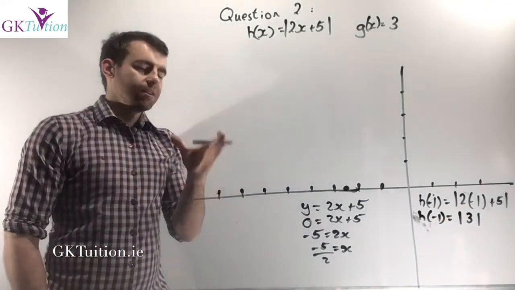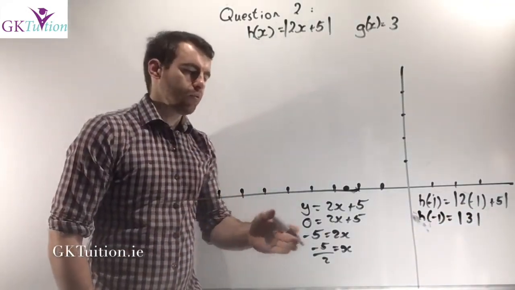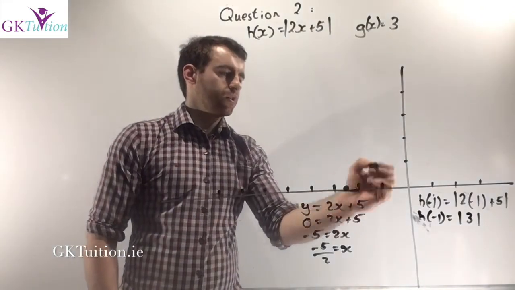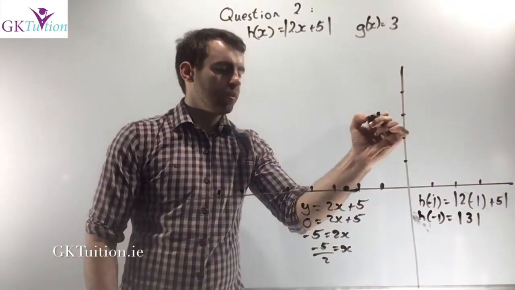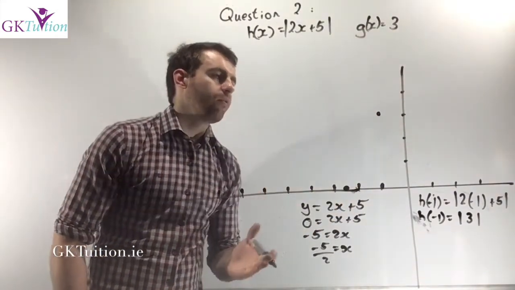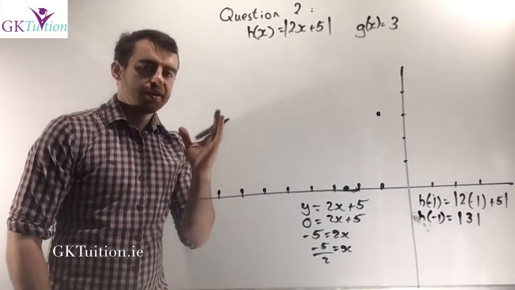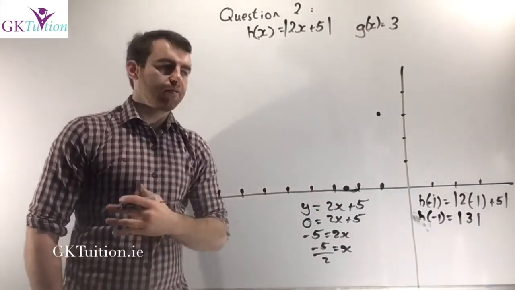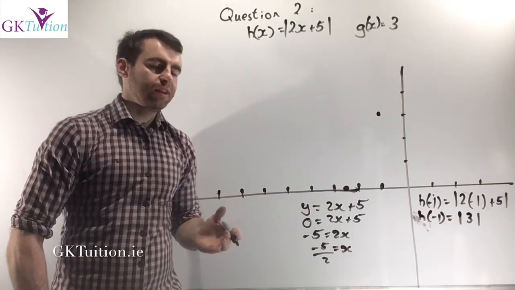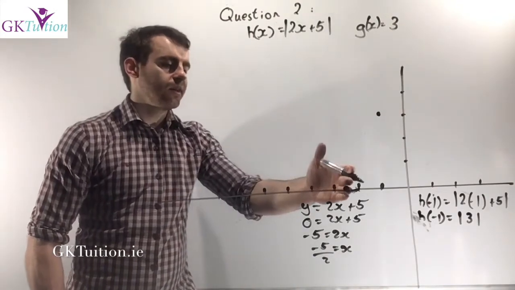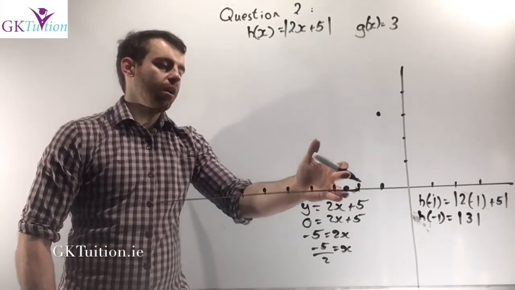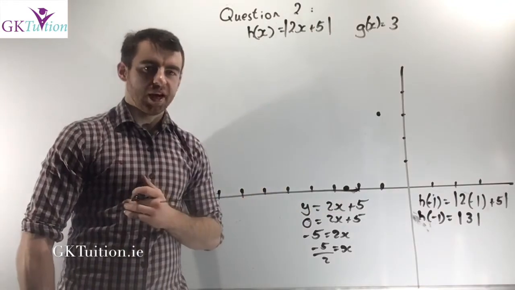So I know that when x is equal to minus 1, y is equal to 3. So the point minus 1, 3 is on the line. And if I join these up using my ruler, that's half of my modulus graph drawn already. Now what I need to do is draw a line to the left of this point of intersection.